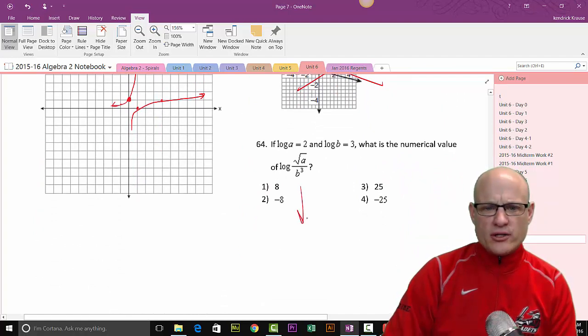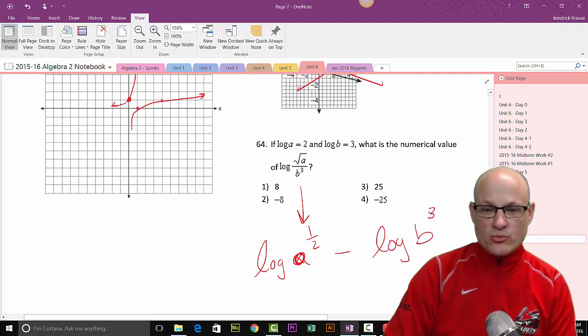Okay, so what we're going to do is just expand this. So we get log of a to the 1/2 minus log of b cubed. Okay, that doesn't go there, that goes here. And that doesn't go there, that goes here. So it's really 1/2 of log a.